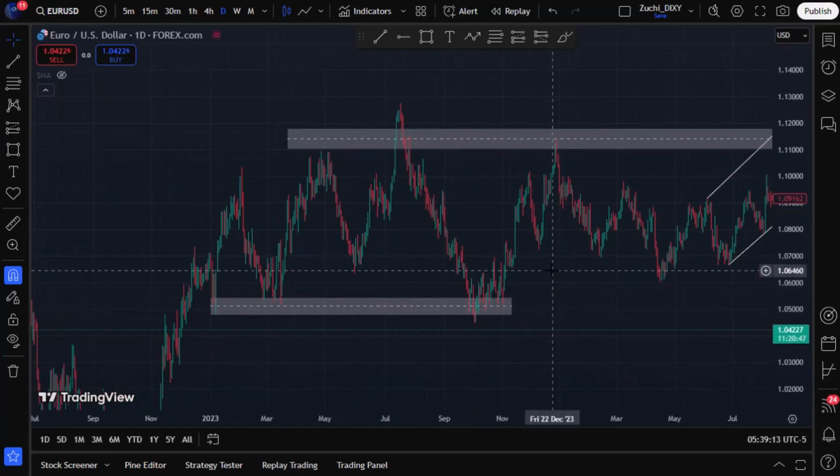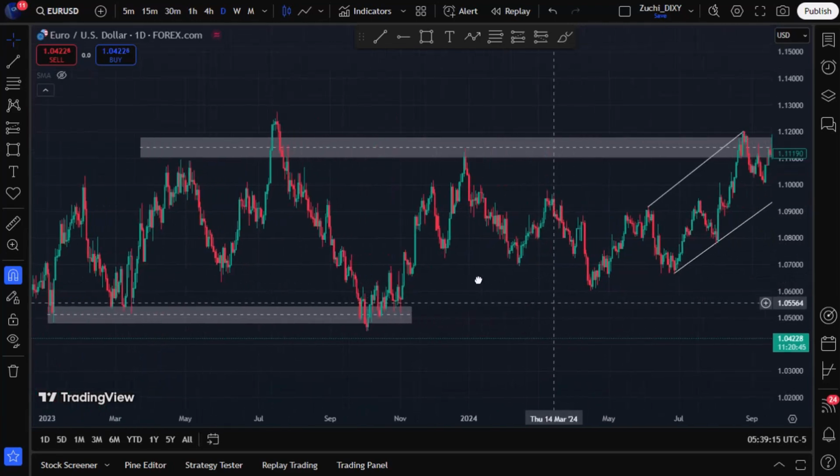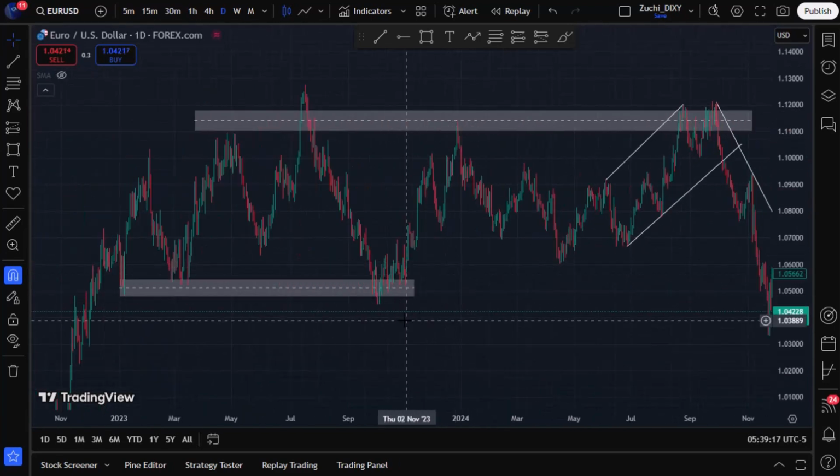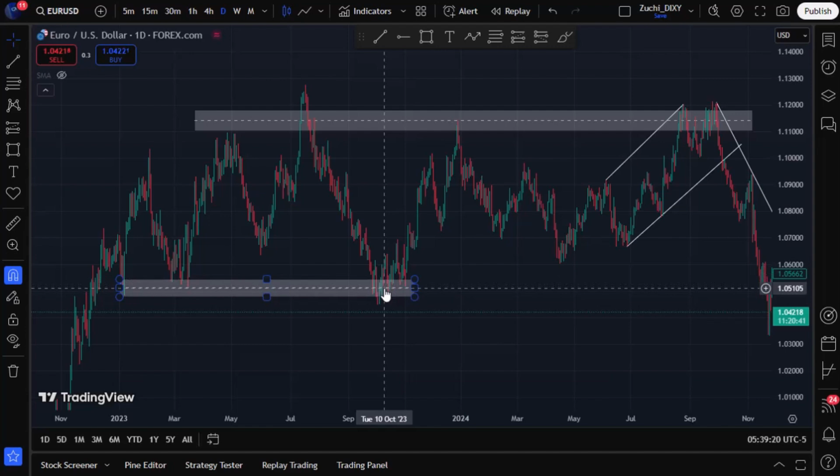Now, how do you utilize this support and resistance? Once you identify your support or your resistance, you don't just go into buying or selling at those zones. You want to see a rejection off of that area, then you want to refine your entry and look for how you can buy or how you can sell.